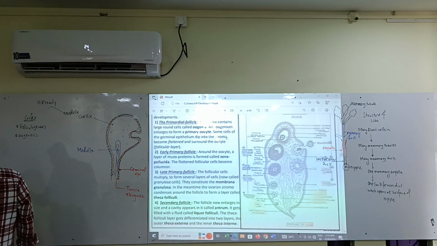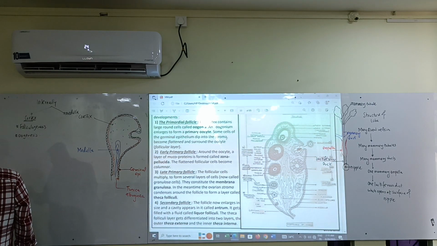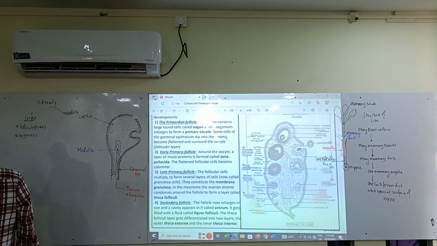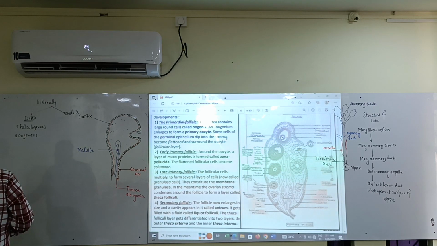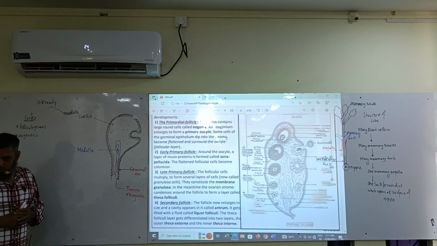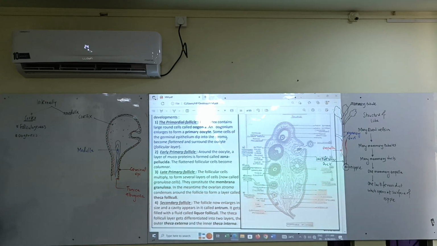It's very easy if you don't sleep like Tanvi on the first bench. Okay, she has started dozing off. Now, let us study. Wake up, don't sleep. Now, where were we? Tanvi? We were at home, inside the ovary.